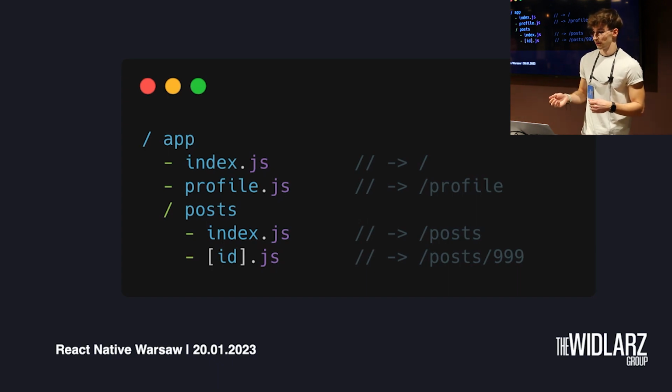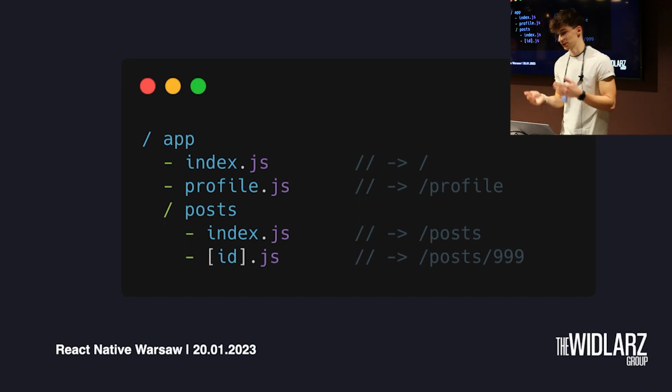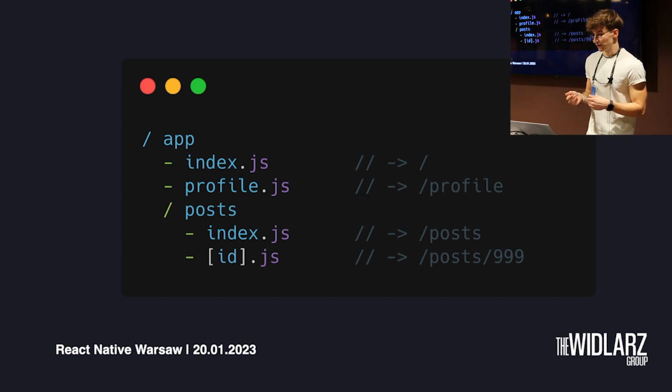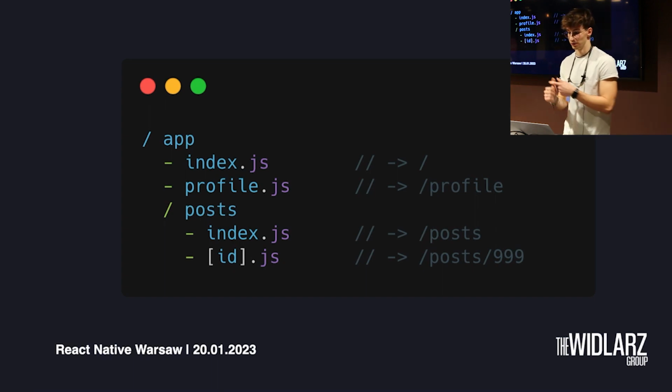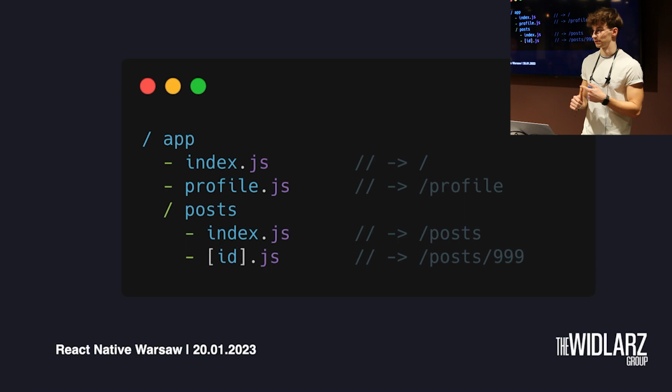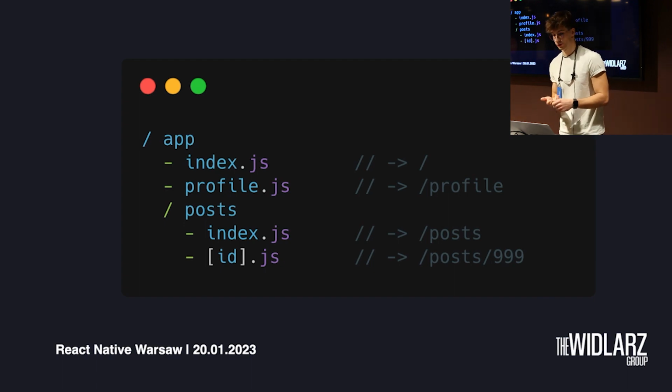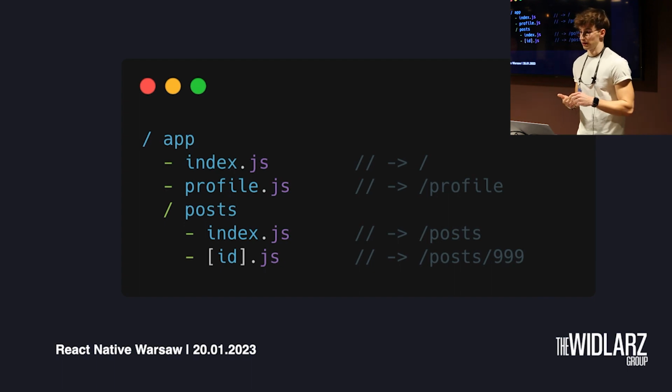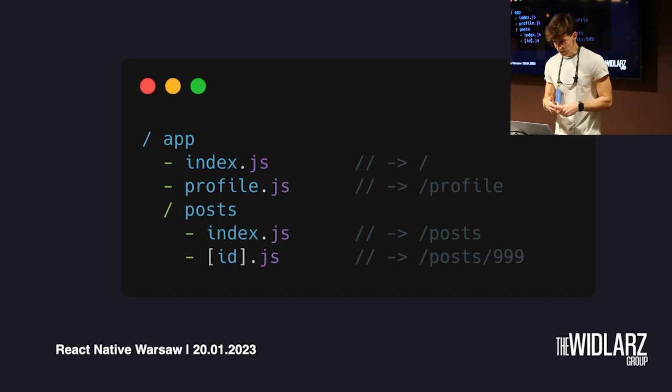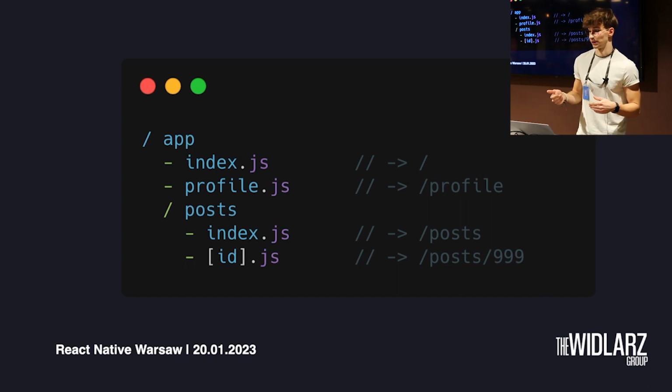So in order for Expo Router to recognize a file as a screen, the file itself has to meet a few conditions. One of them being that a file has to be located in an app directory. The second condition would be that the file contains a valid React component, and also the file has to use a default export. If you do these things, then a file will be perceived as a screen.